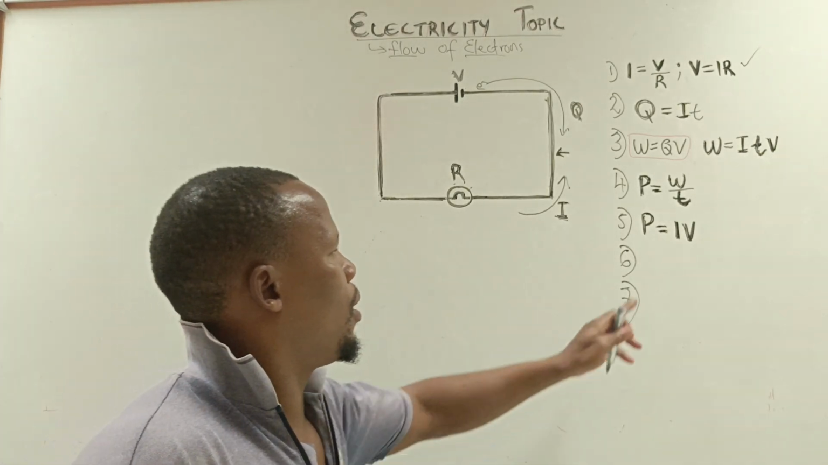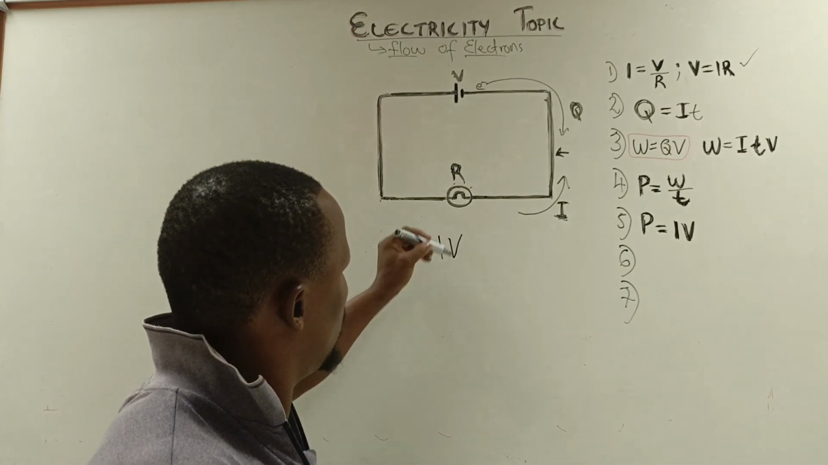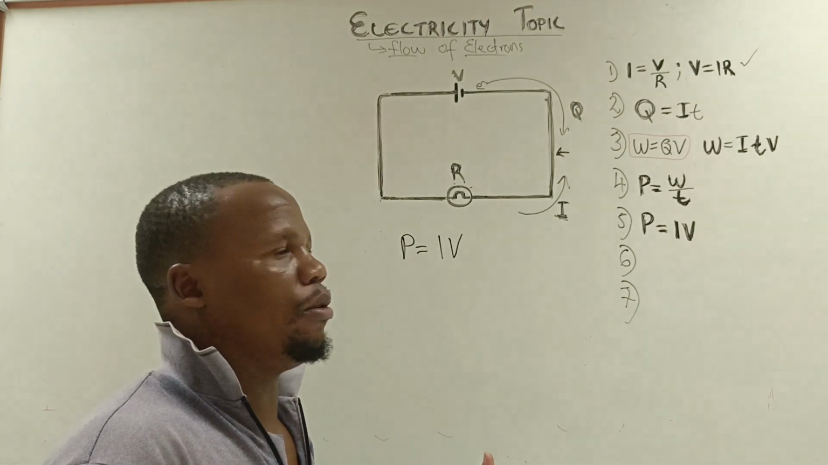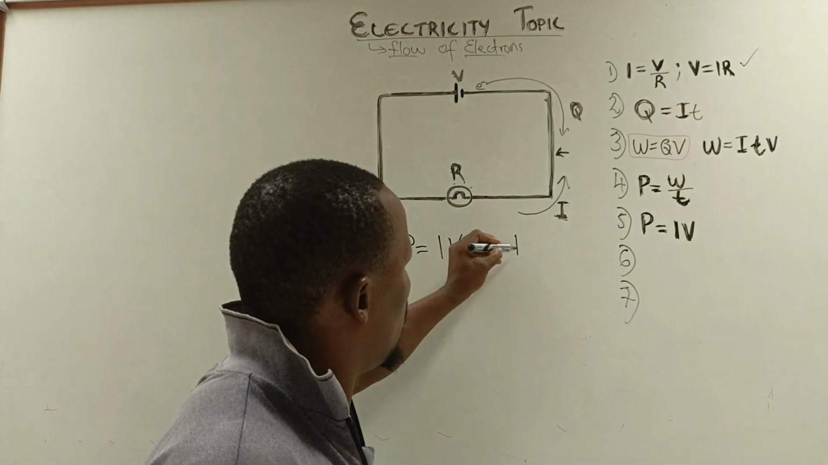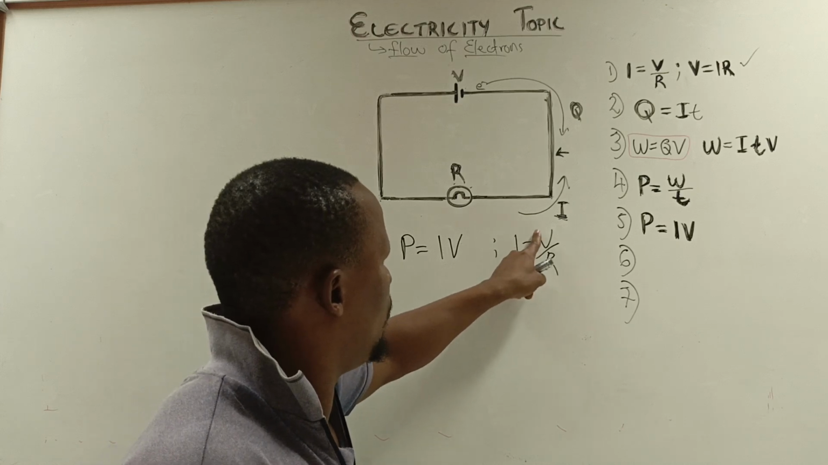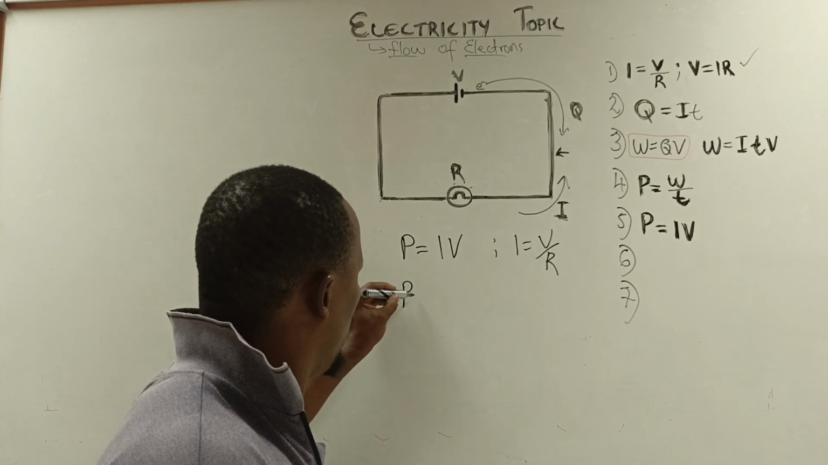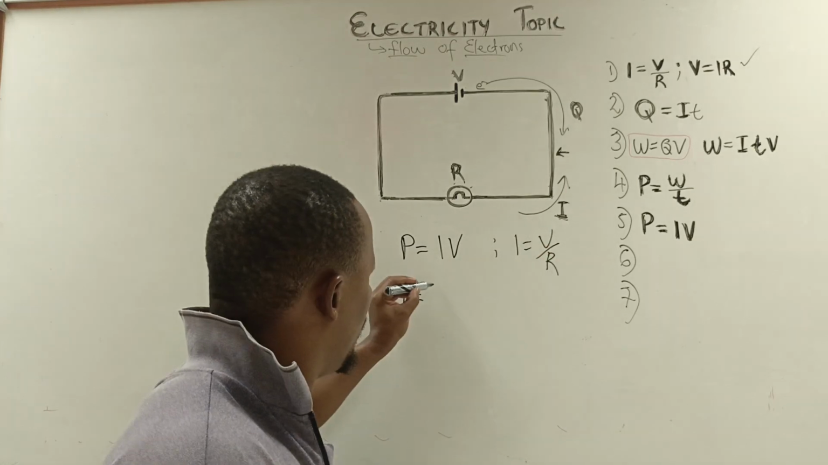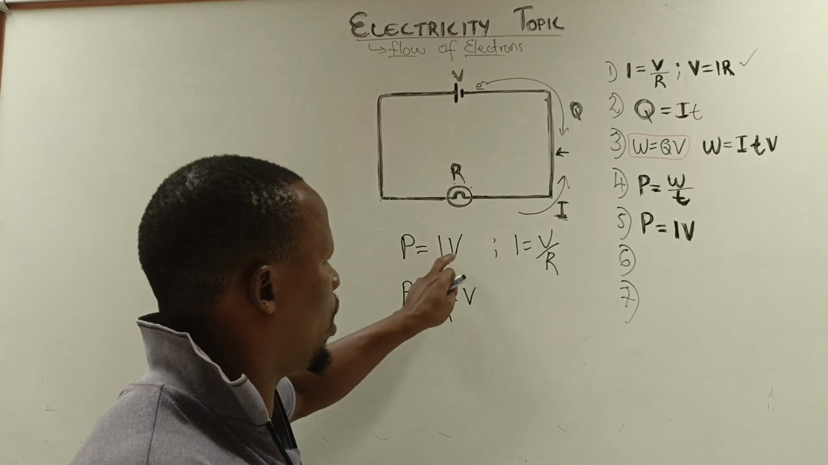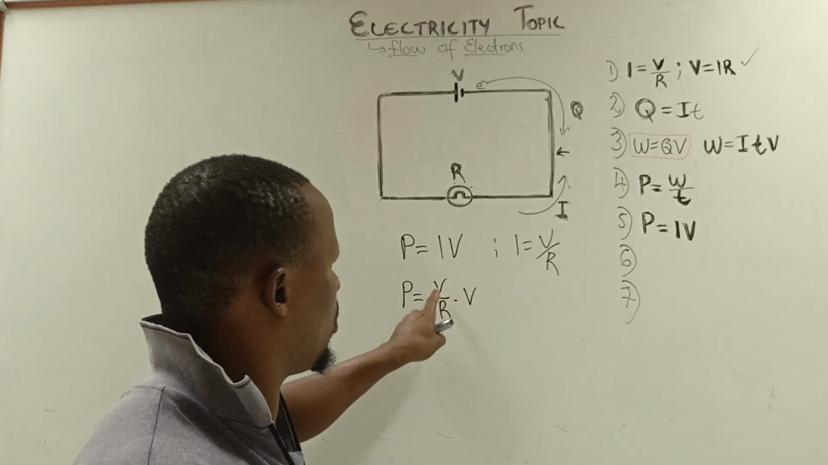So we have a level in our formula that power equals IV. Looking at our formula above, we said I equals V over R. So if I equals V over R, we substitute: power is equal to V over R times V. I got power equals IV. But V over R, I equals V over R, substitute V over R here.